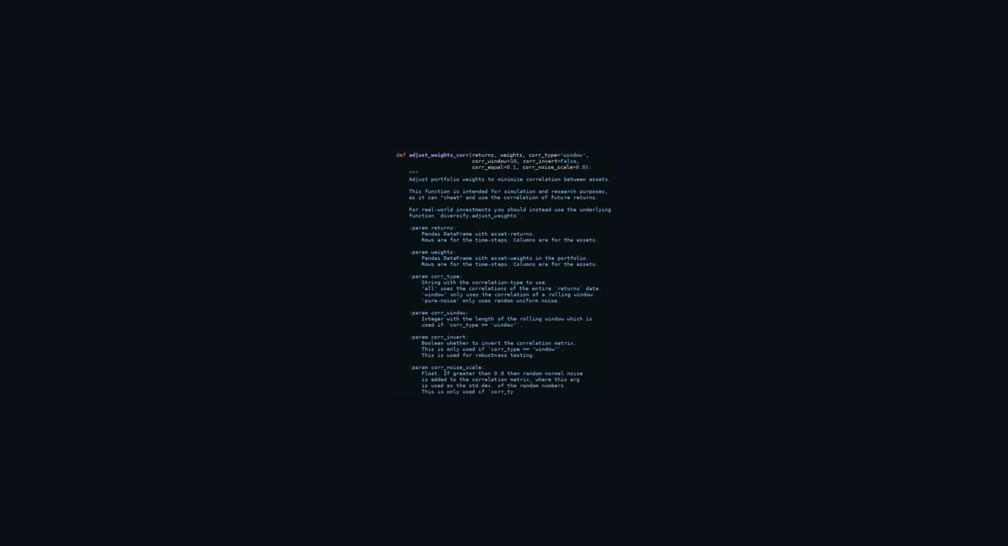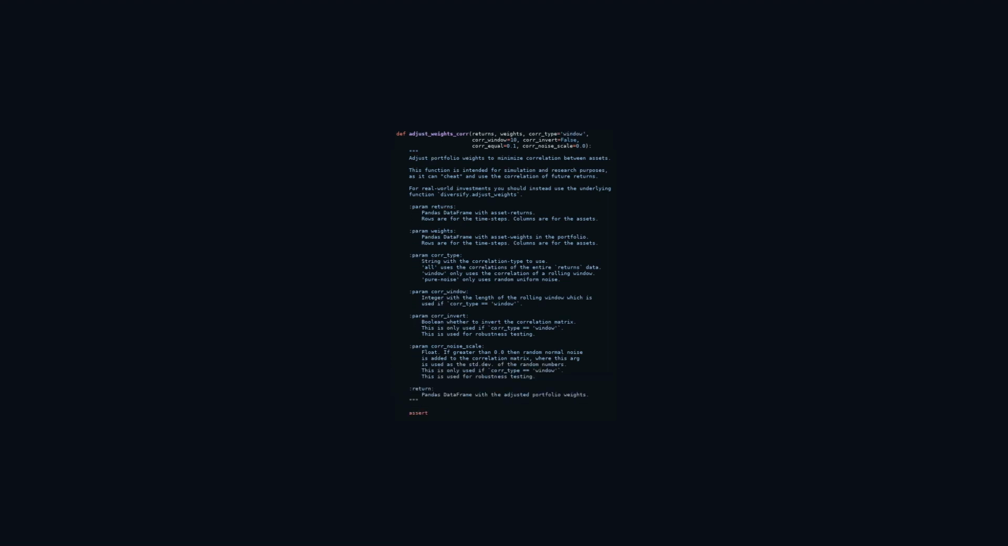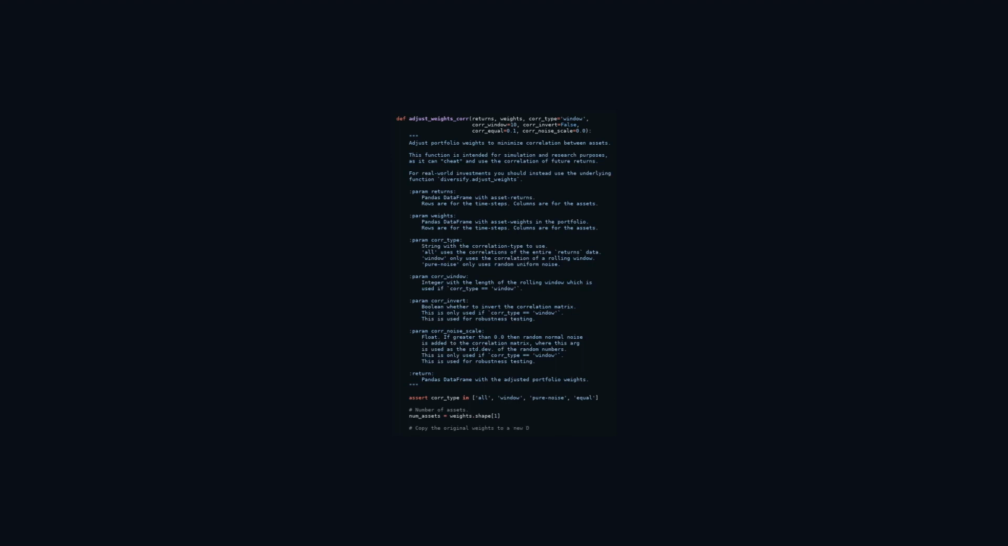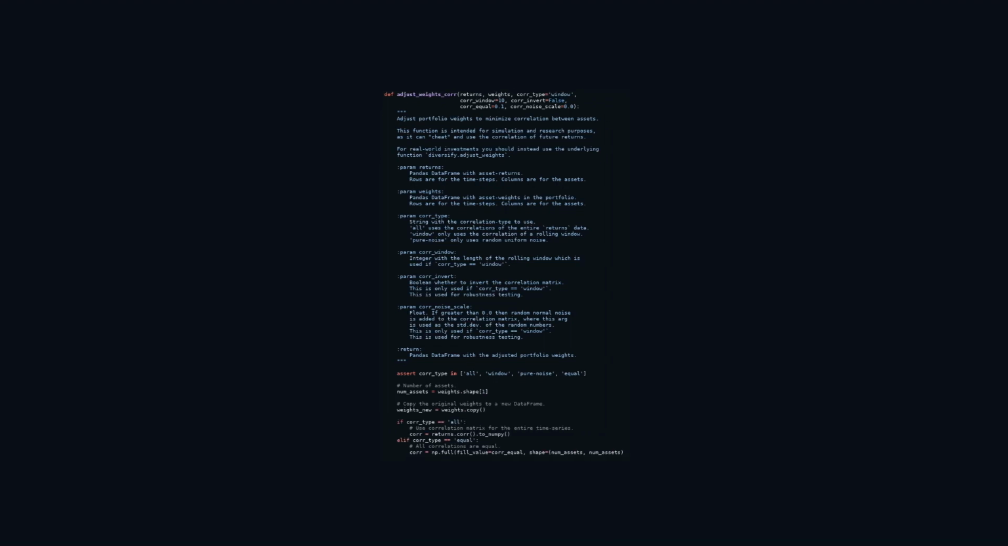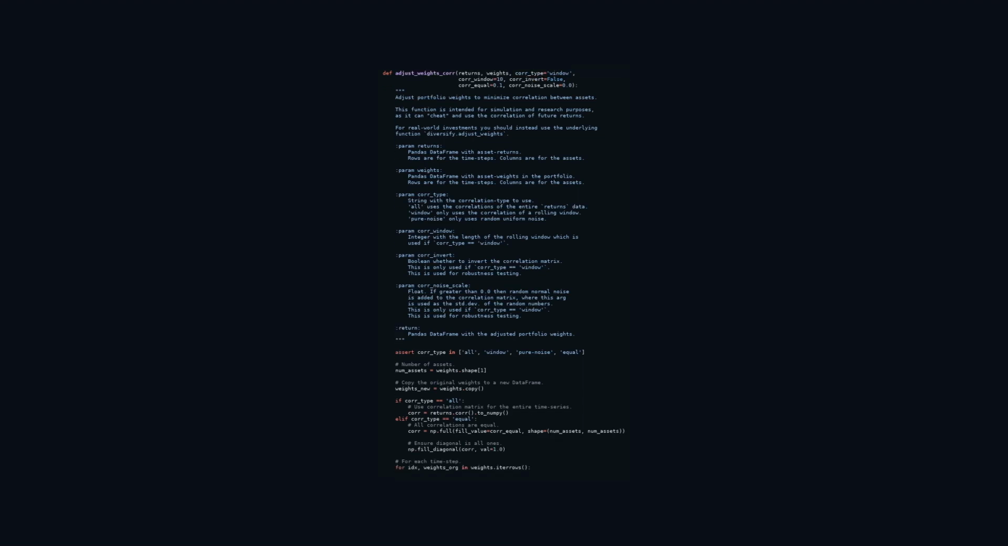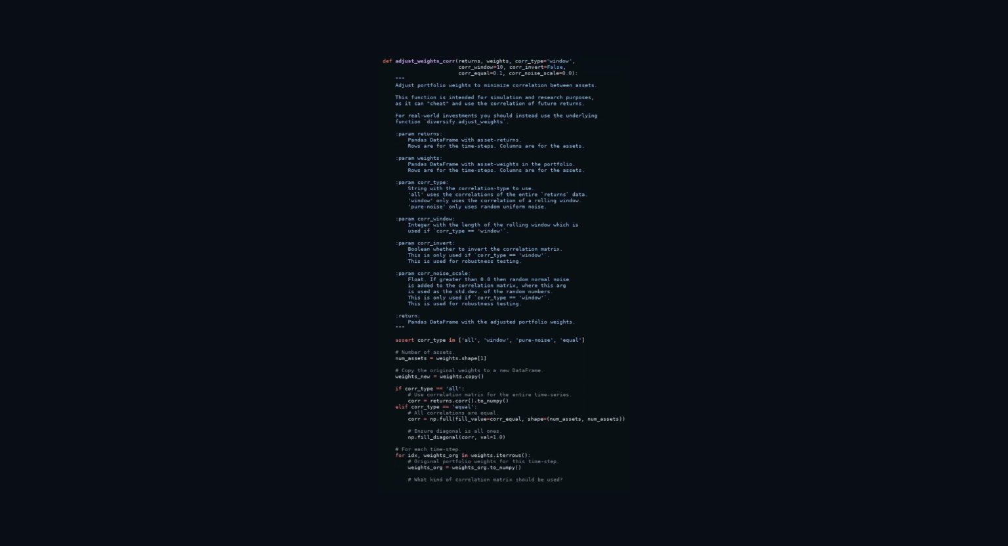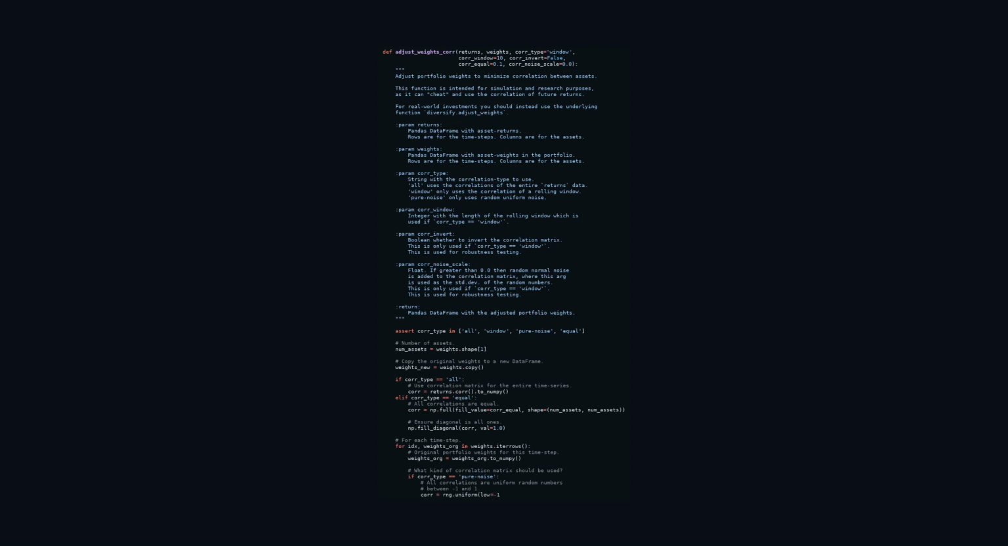Initially, the function validates the inputs and computes the correlation matrix based on the chosen correlation type. It then uses the diversify, adjust weights function at each time step to adjust the portfolio weights by taking into account the correlation matrix, thereby reducing exposure to highly correlated assets.